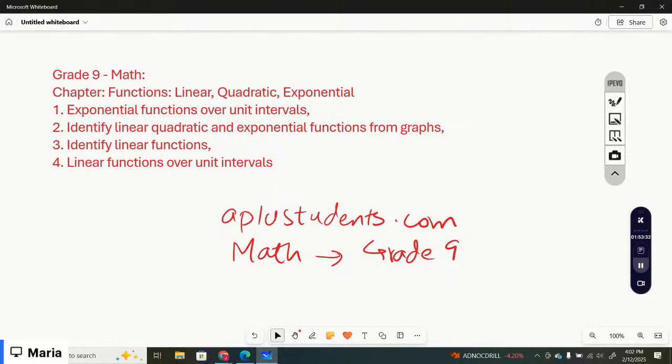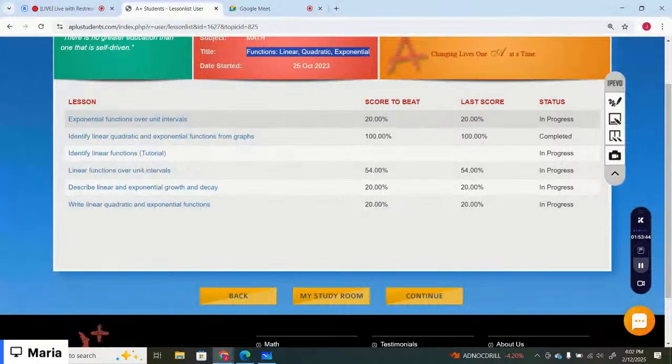So please make sure you have your notebook and pencil so that you can note down the important examples and definitions as well. In grade 9 math, the chapter we are on right now is functions, linear, quadratic, and exponential. So let's just start with the first lesson, that is exponential functions over unit intervals.